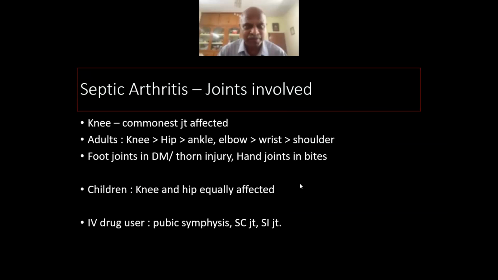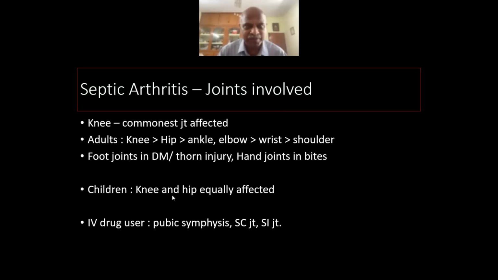Which are the joints involved? Now, across the population subset, knee joints are the commonest joints involved. They are definitely the commonest joint in adults, followed by the hip, followed by ankle, elbow, and the other joints. There are certain conditions where you can have specific joint involvement. So in patients with diabetes and a foot ulcer and osteomyelitis, you will have foot joint involvement. Or in injuries consequent to walking on a thorny terrain, you can have foot joint septic arthritis.